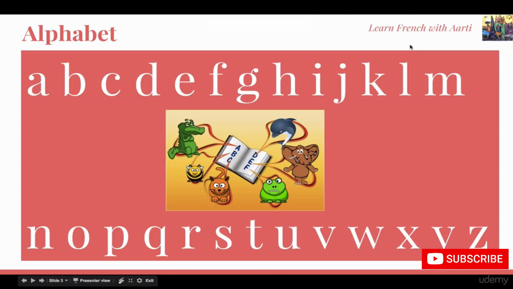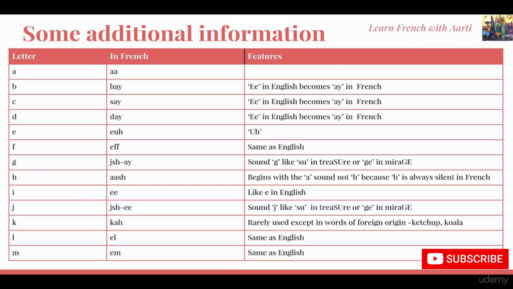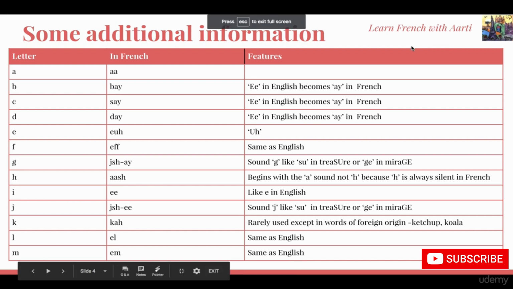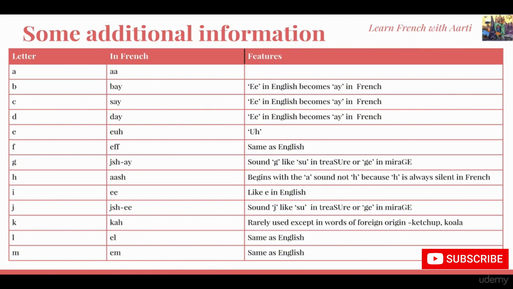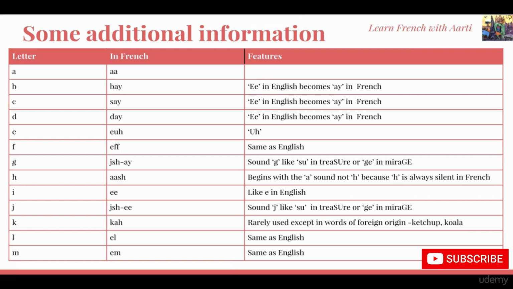That's how the French alphabet sounds. Let's look at some features of the letters of the alphabet. We begin A, straightforward. A. B is bay. Here the E sound in English becomes A in French. Bay. Same for C, which becomes say.